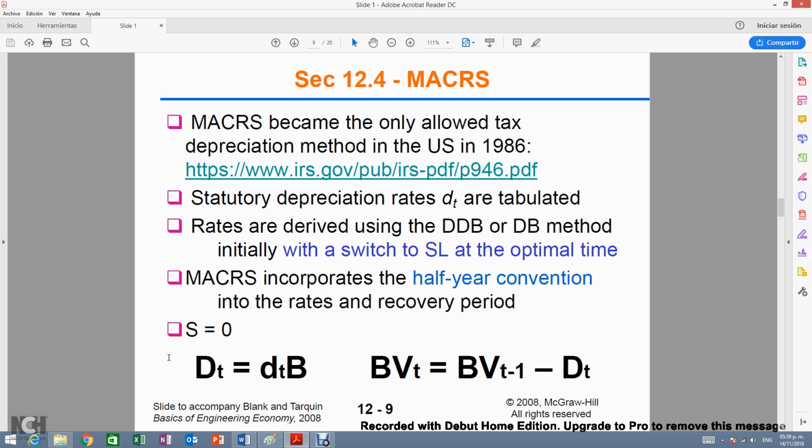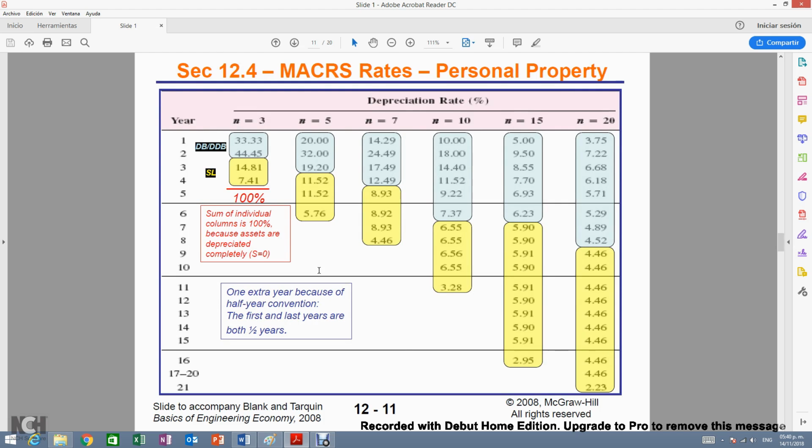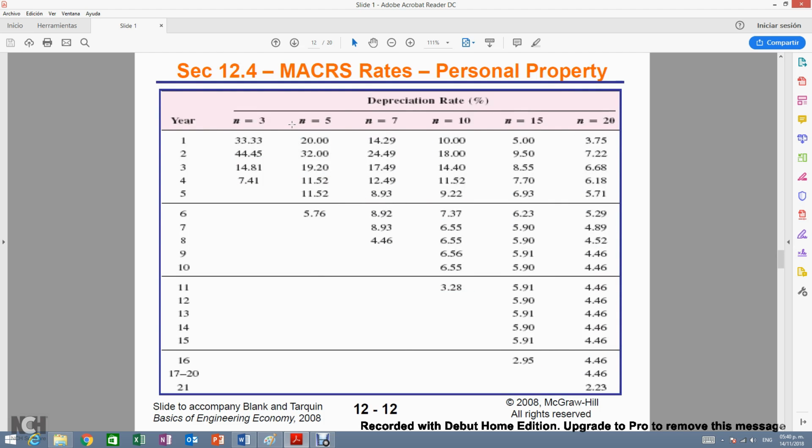For the MACRS method, the salvage value will always be zero. The reason for this is, I'm going to go to slide 12-12 because it's a cleaner version of the table. These are the depreciation rates. If you add all of the depreciation rates in the individual columns, each column will add up to 100%. So this means that at the end of your N years, you will have depreciated your asset completely. That's why you will always use a salvage value of zero.